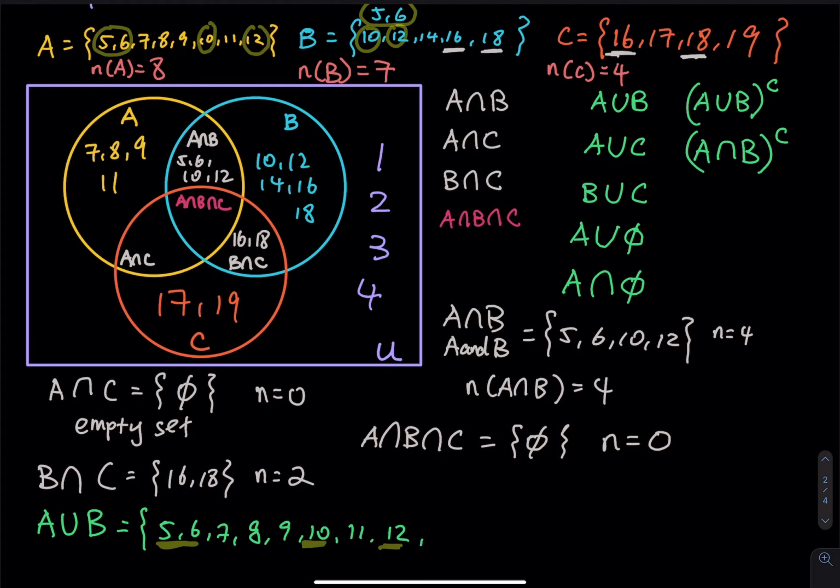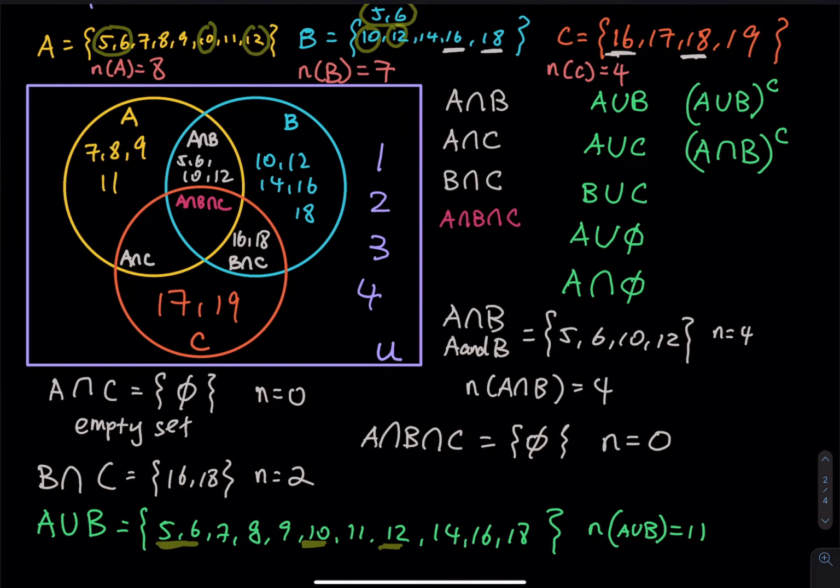So 5, 6, we did it. 10, 12, we did it. Then we go 14, 16, and 18. So how many numbers? Just count. 1, 2, 3, 4, 5, 6, 7, 8, 9, 10, 11. So n equals 11, or you can say the cardinality of A union B is equal to 11.